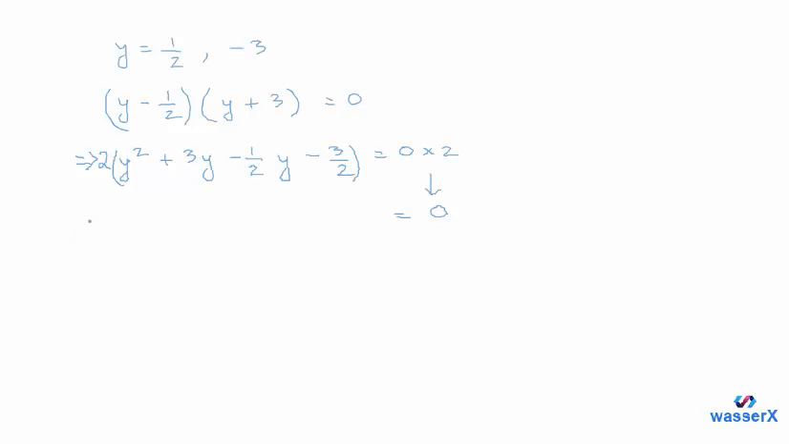On the left hand side, we have 2 times y squared, that's 2y squared, plus 2 times 3y, that's 6y. 2 times negative 1/2 y is negative 1y or simply negative y. And 2 times negative 3/2 is negative 3. Combine the like terms. 2y squared plus 6y minus y is plus 5y minus 3 is equal to 0. This is the equation whose roots are 1/2 and negative 3.